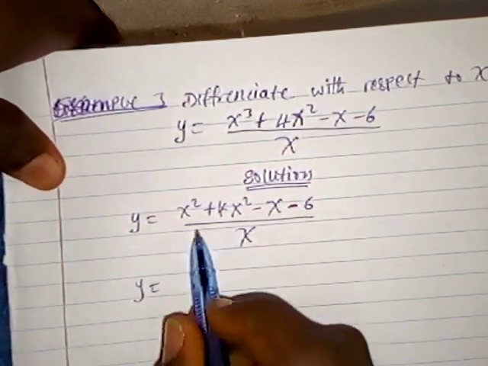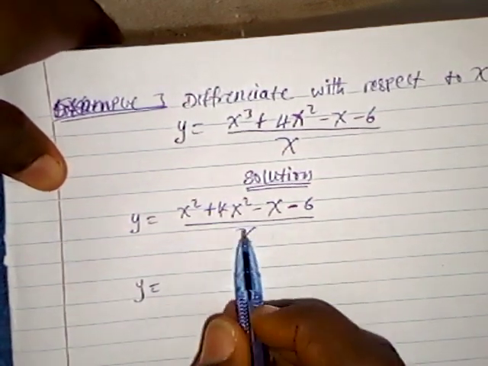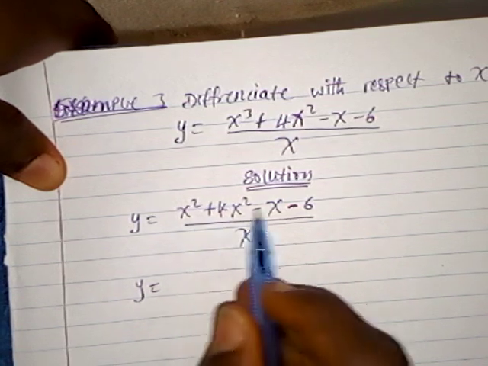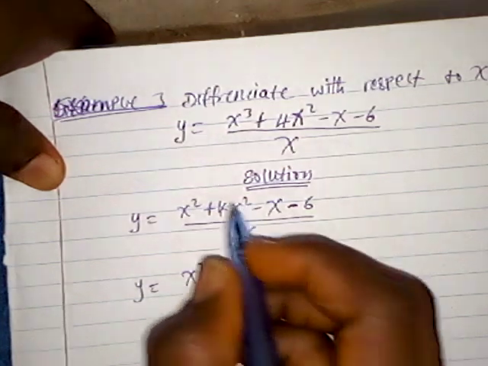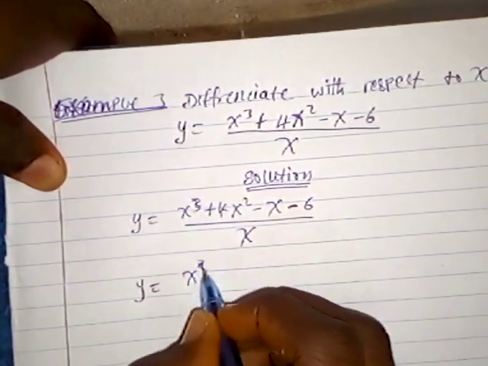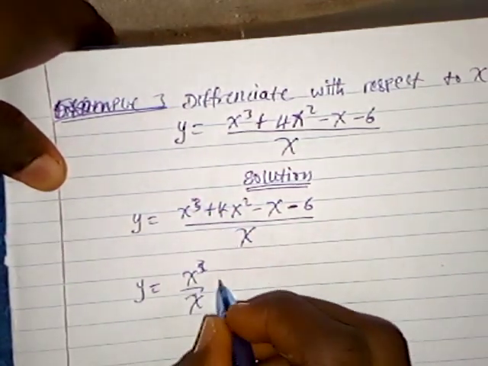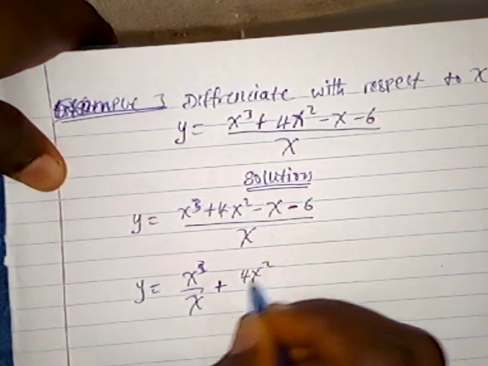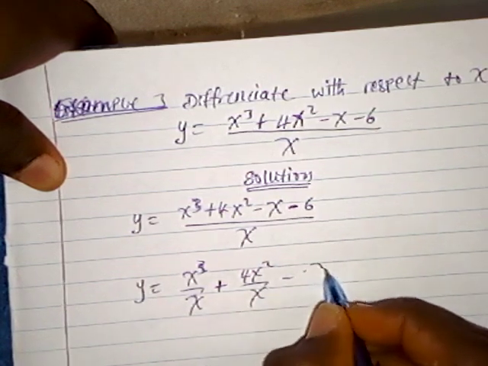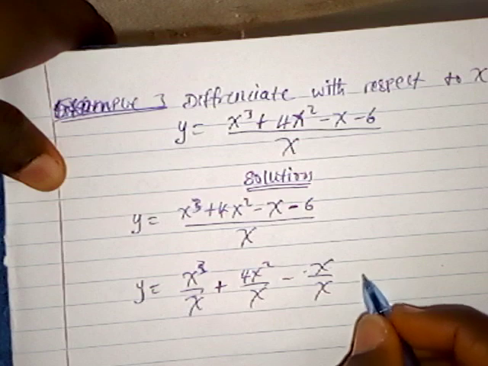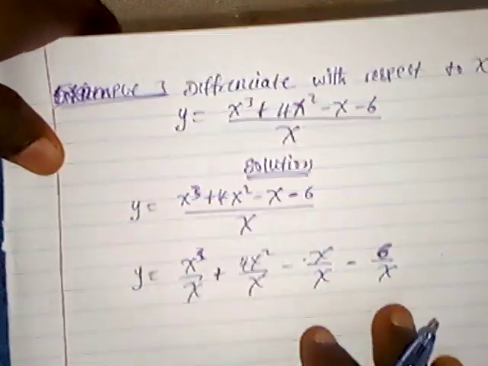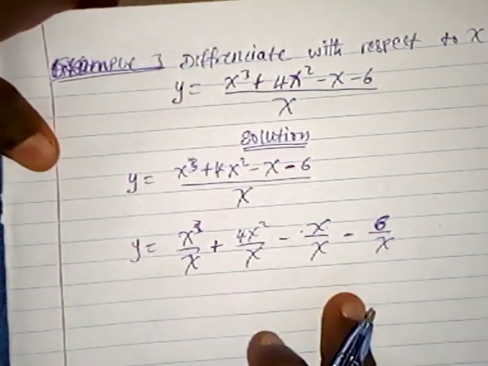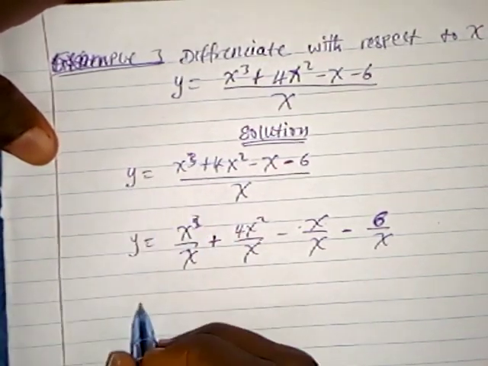So y is equal to, how are we going to eliminate it? We are going to divide each term of the numerator here by x. So we say x cube upon x plus 4x square upon x minus x upon x, minus 6 upon x. Is it understandable? Good. That's what we are going to do anytime you see this kind of question.